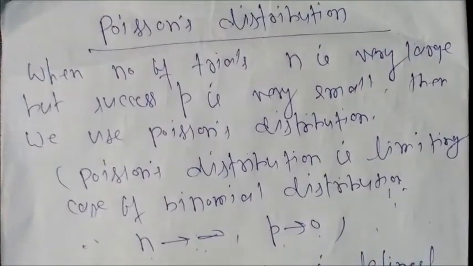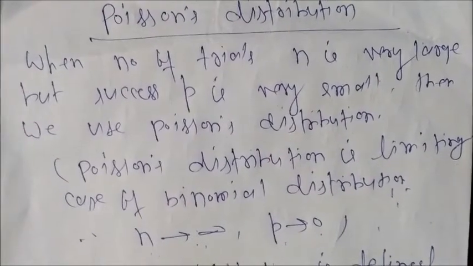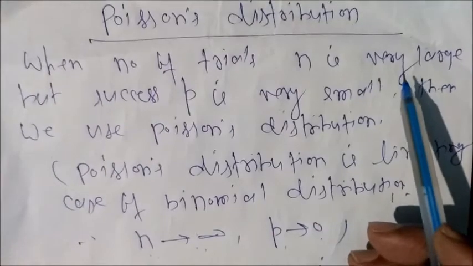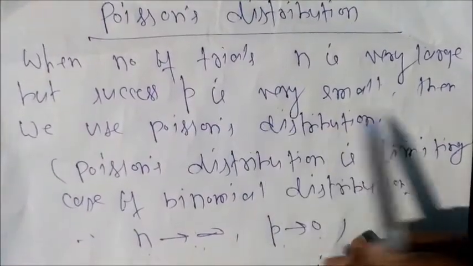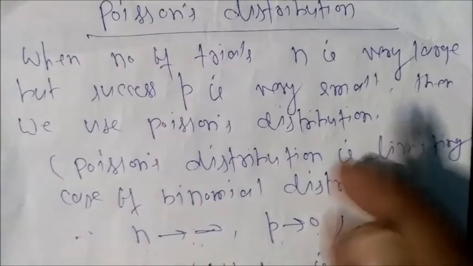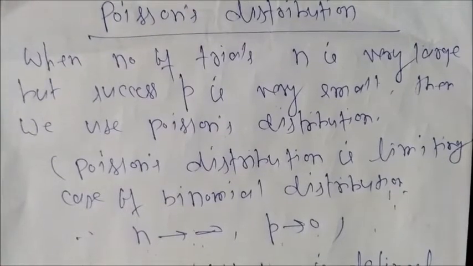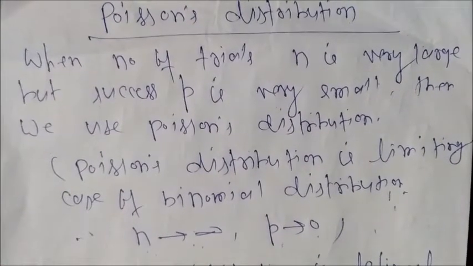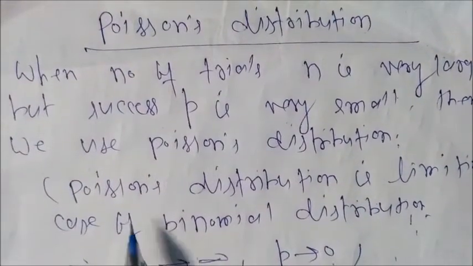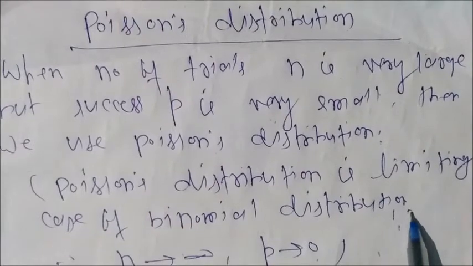Today we discuss Poisson's distribution. What is Poisson distribution? Where is it applied? When the number of trials n is very large but the probability of success p is very small, then we use Poisson's distribution. You can also say Poisson's distribution is a limiting case of binomial distribution.